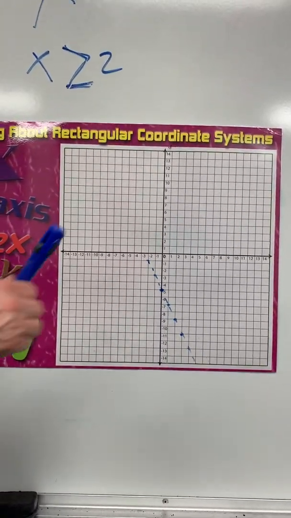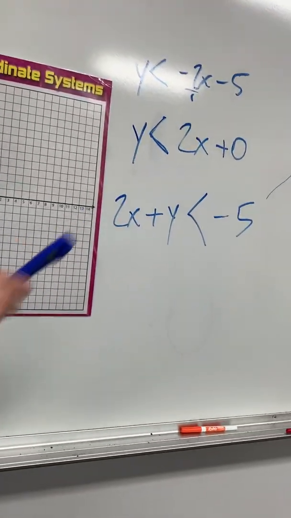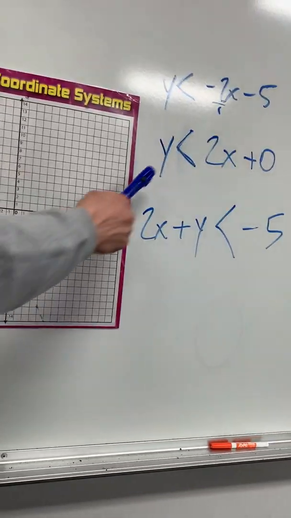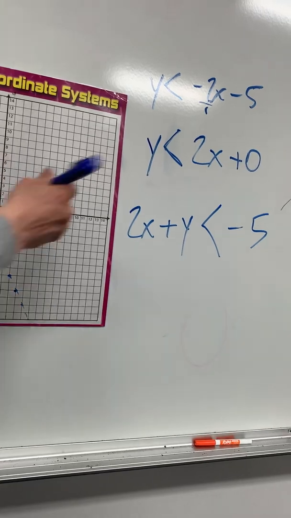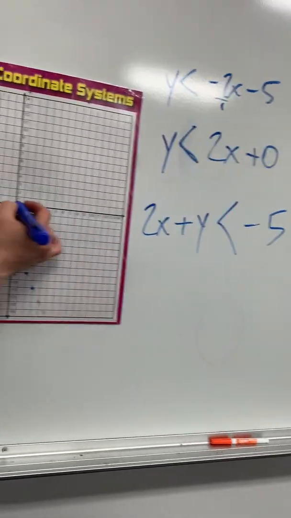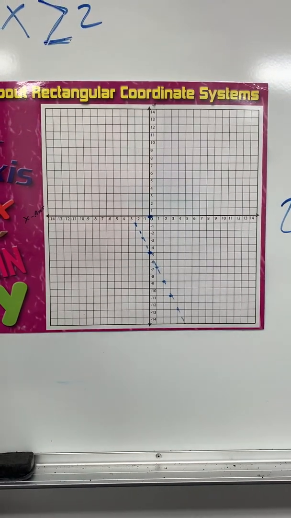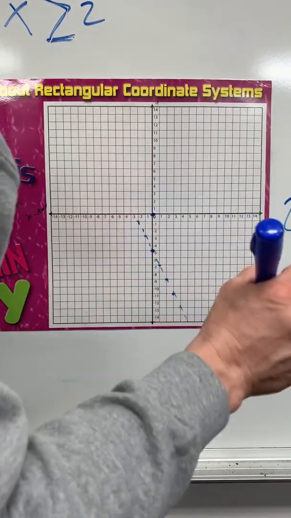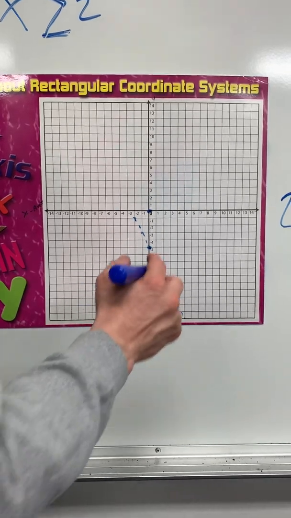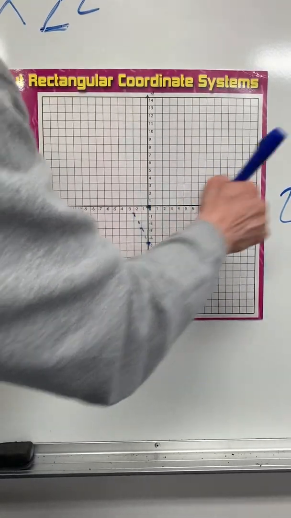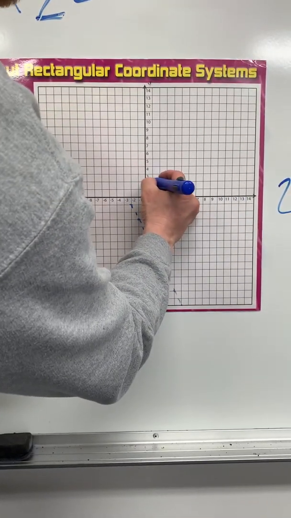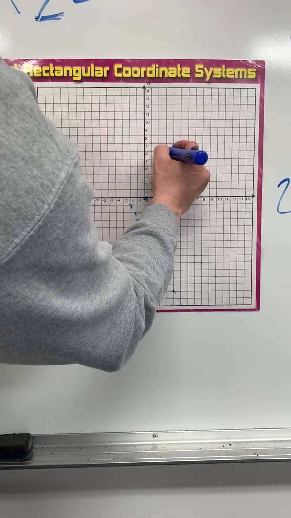All right, now let's go ahead and graph this. So we've got this one, right? Now let's graph this one right here. Remember, our y-intercept is 0. So we're gonna go from our y-intercept, and our slope is gonna be up 2 over 1, up 2 over 1, up 2 over 1.